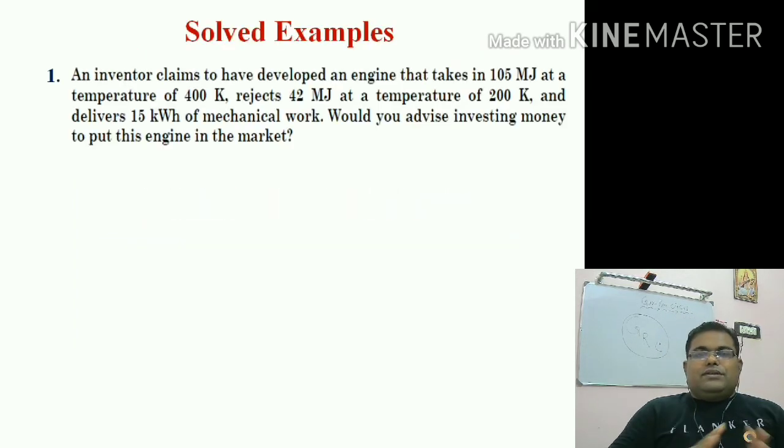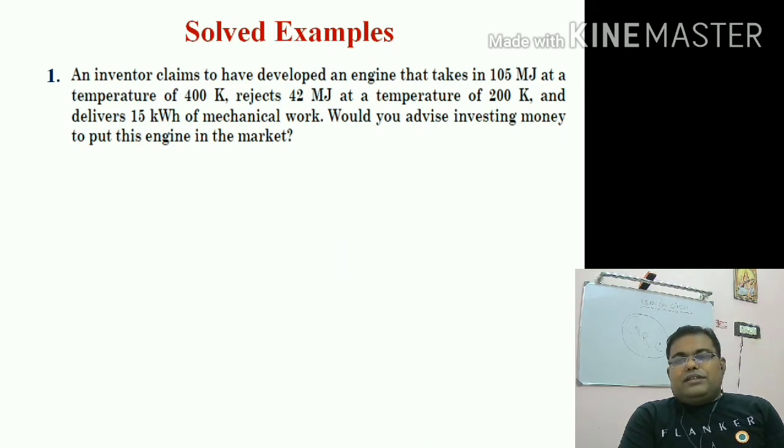So let's see the first problem, which says that an inventor claims to have developed an engine that takes in 105 megajoule at a temperature of 400 Kelvin and rejects 42 megajoule at a temperature of 200 Kelvin and delivers 15 kilowatt hour of mechanical work.